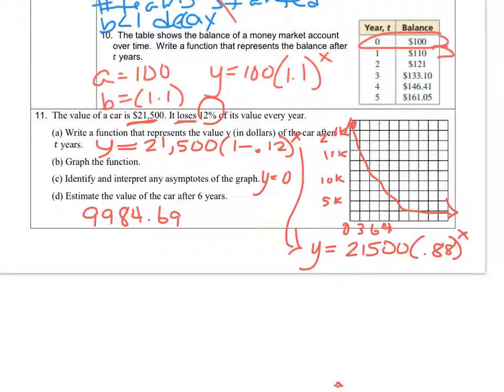Okay, and I actually ended up sketching my graph, which is what I'm probably guessing you'll do as well. We know that it starts at the y-intercept at 21,500, and down at 6 years, it's down to 9984.69. Our asymptote on this is the x-axis, which means y equals 0. And our equation is y equals 21,500 for the A, 0.88 is our B, to the power of x, and we know it's a decay.